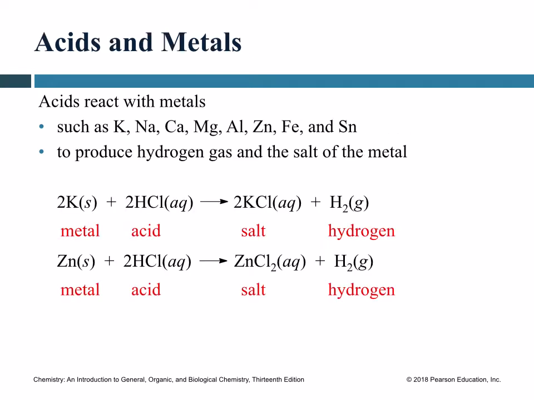When acids react with metals, they produce a salt and hydrogen gas. This reaction is the reason why acids corrode metals, and acid rain can destroy metal structures. Note that in these reactions, the metals are oxidized, while hydrogen ions are reduced.